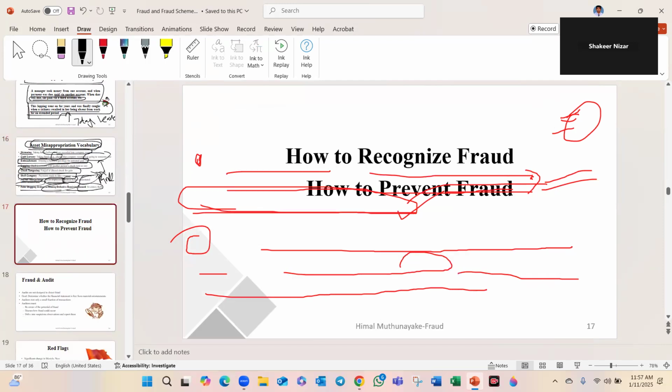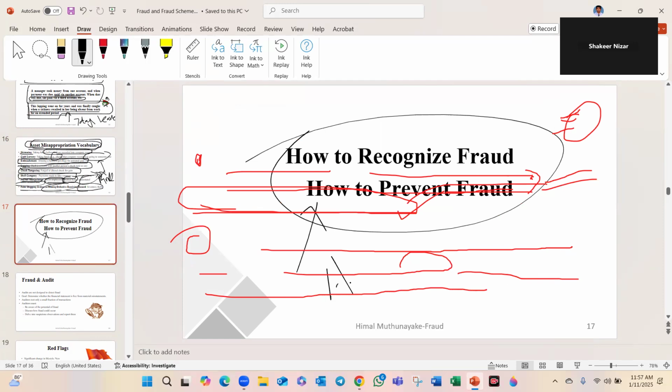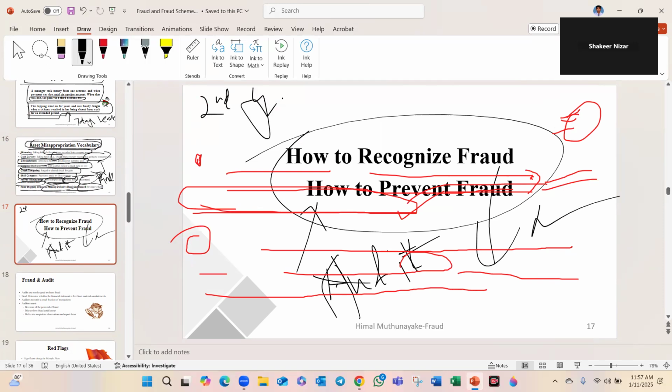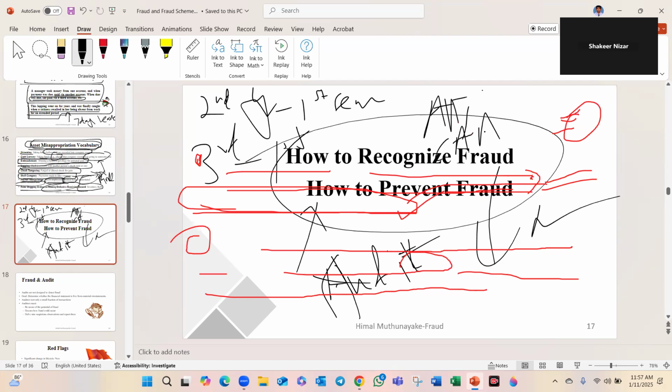How to recognize fraud and how to prevent fraud. Audit. Surprise stock counts, cash counts. You have second-year first-semester auditing knowledge, and now you have third-year first-semester and double AT auditing knowledge and CA advanced auditing knowledge. You can do this.